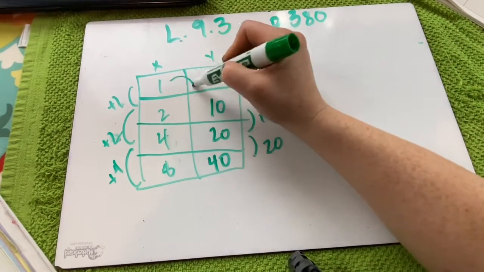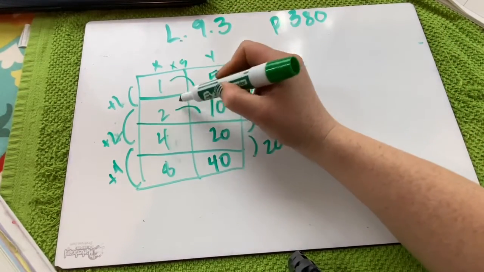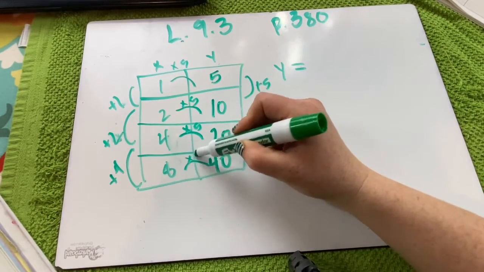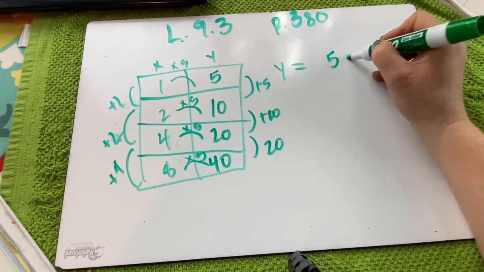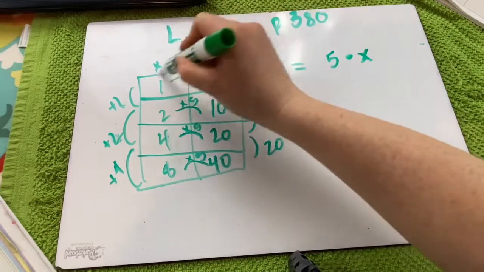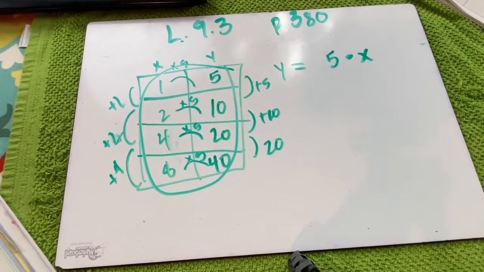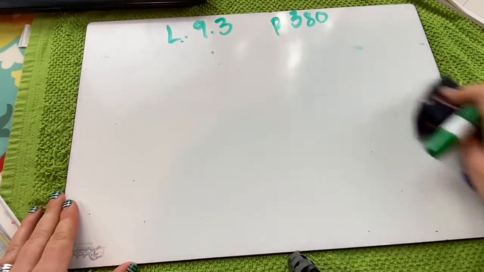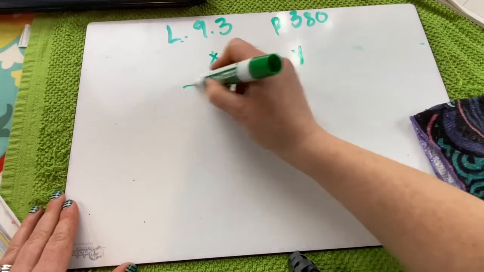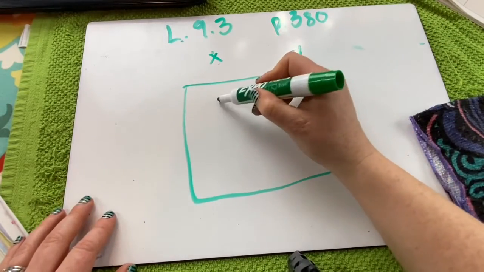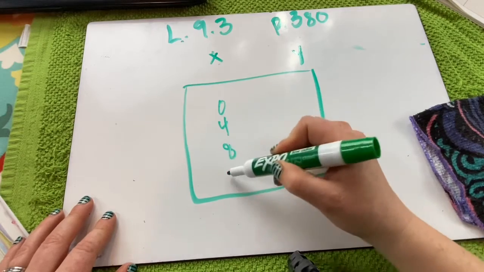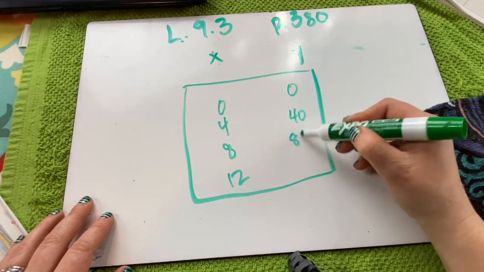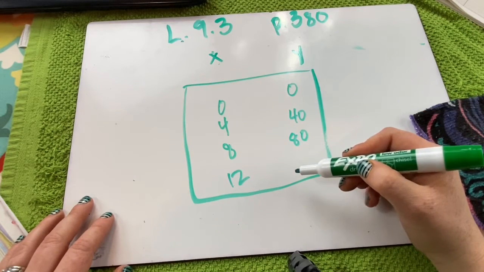But how are these related? This is times 5, right? Times 5, times 5, times 5. So y equals 5 times x. You want to see how these are related. Okay? Let's see if we have another one of those. Okay. So I have my x's, my y's. They have 0, 4, 8, 12, and then 0, 40, 80, 120.